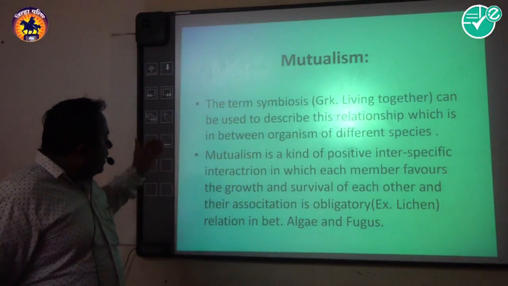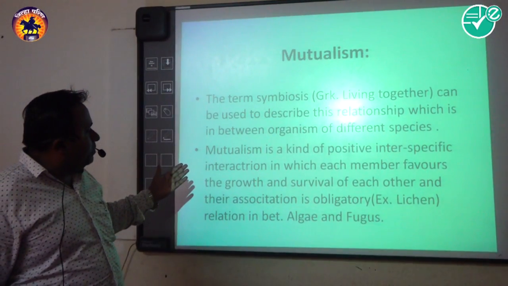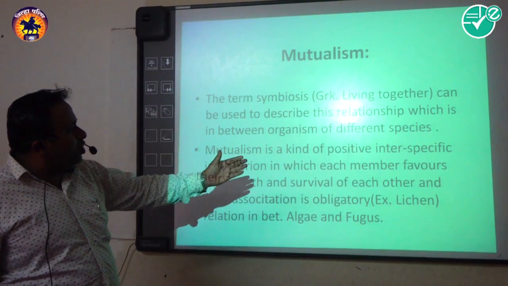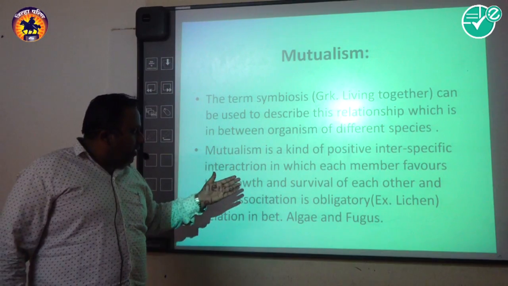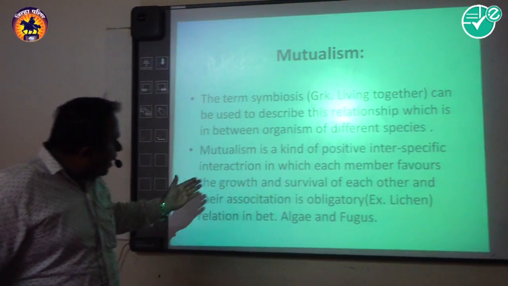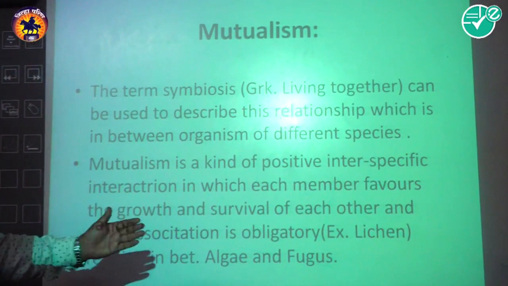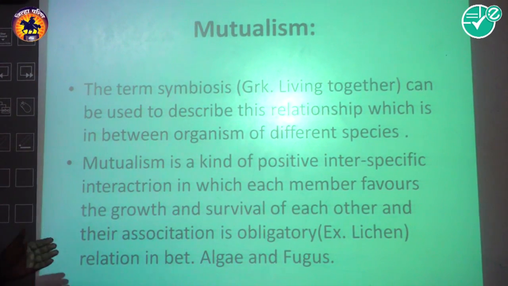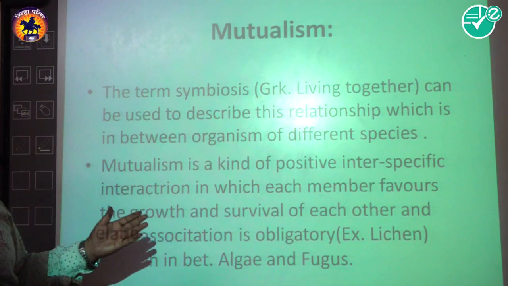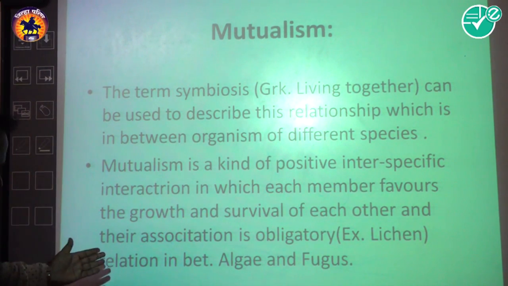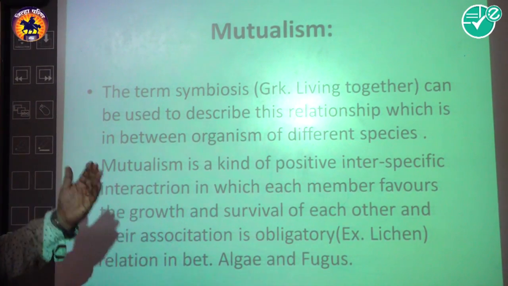First one is mutualism. It is a kind of positive interspecific interaction in which each member favors the growth and survival of the other, and their association is obligatory. Example is lichen: the relationship between algae and fungi.